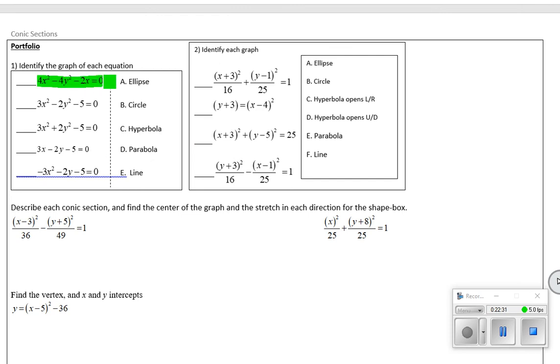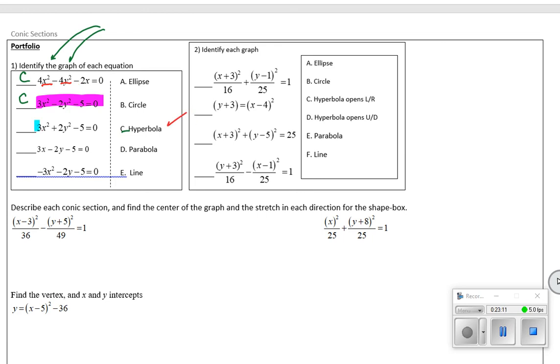How many squares? 2. Are they both positive? No. That makes it a hyperbola. How many squares? 2. Are they both positive? No. That makes it another hyperbola. What did I try to trick you with? Well, I tried to trick you with both of those being 4 and have you saying that's a circle. If that were a plus, that would be a circle. But both of those being 4 doesn't mean anything if they're opposite signs. If they're opposite signs, it's the hyperbola.